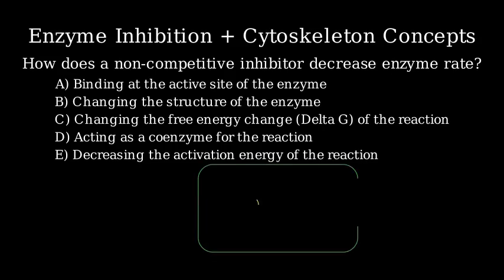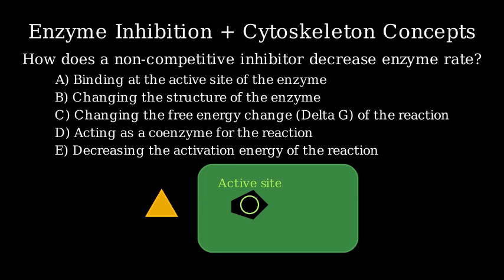of the reaction. Here is the key idea. A non-competitive inhibitor binds at an allosteric site, not at the active site, and changes the shape of the enzyme. That change in shape reduces catalytic efficiency. Let's visualize the enzyme and its active site, the substrate, and the product. Now, watch the substrate bind at the active site, and the enzyme convert it to product.